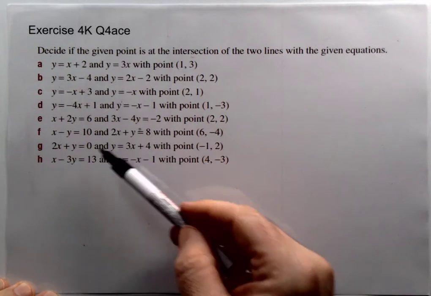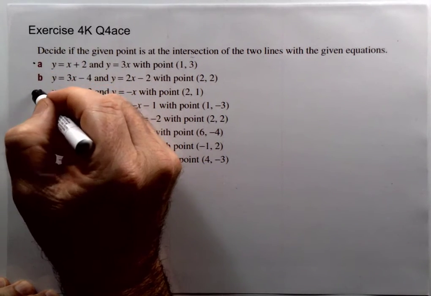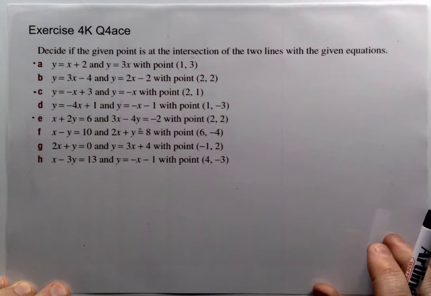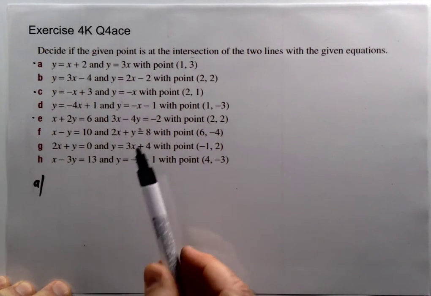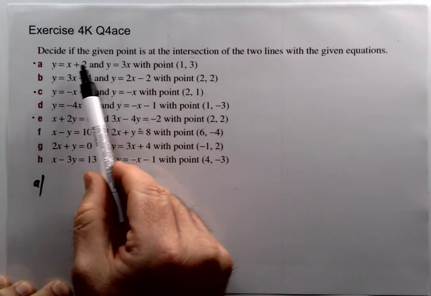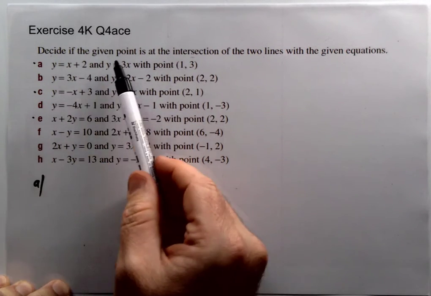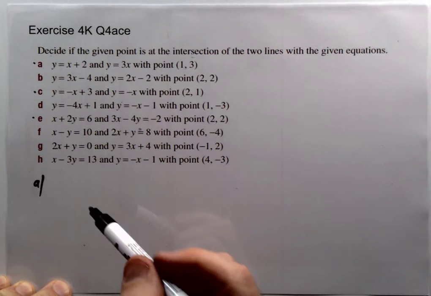Okay, firstly, apologies, you're only doing A, C and E here. I haven't blanked out the rest of the question, so my apologies there. We want to see if 1, 3 lies on each of those lines. If it lies on both of them, then yes, it is the point of intersection.